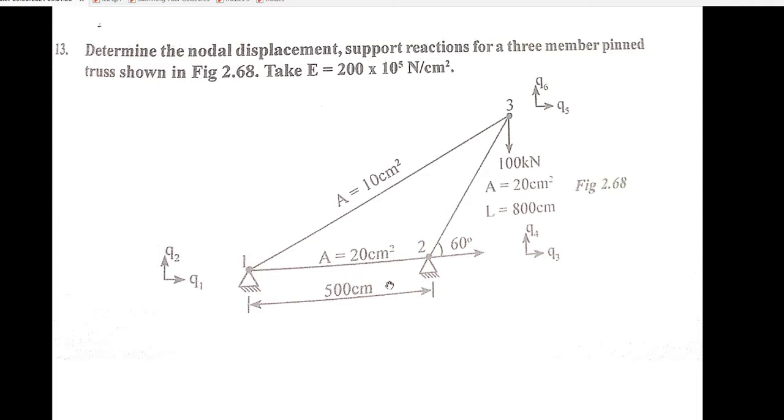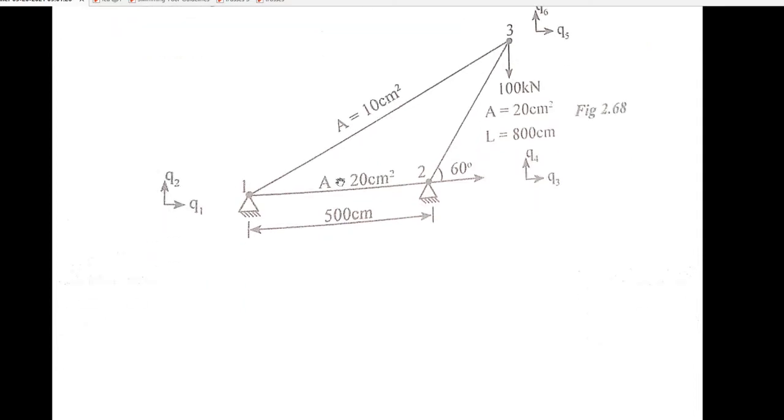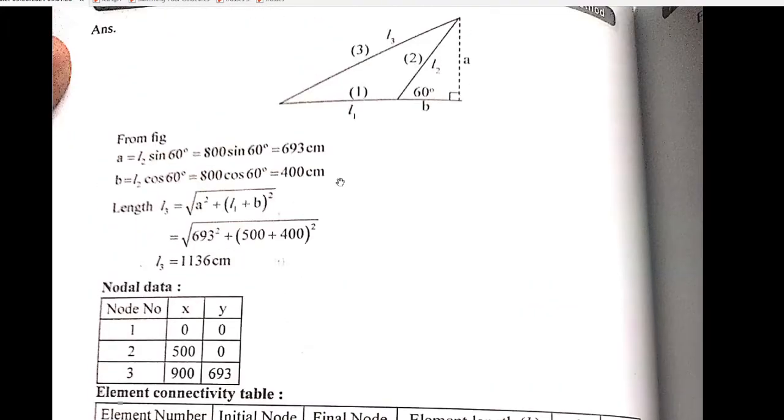They gave this distance as 500, and the area of this element is 10 centimeter square. This bar is 20, and this bar is 20. So the areas are given, and the length of this element is given as 800, and this element is given as 500, but they have not given this element's length, which we need to find out.